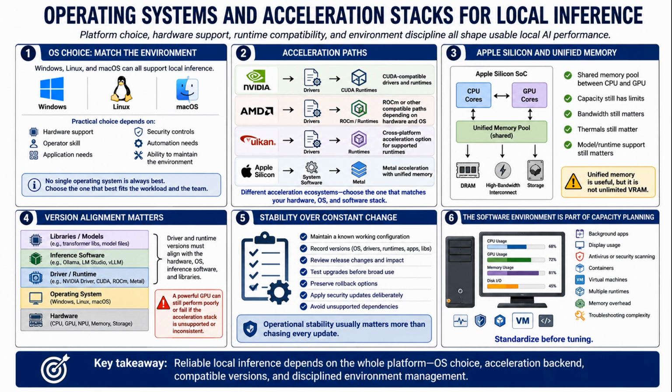Stability matters more than chasing every update. Maintain a known working configuration, record versions, review release changes, test upgrades, and preserve rollback options. Security updates and unsupported dependencies still need timely attention. The software environment is part of capacity planning. Background applications, display usage, antivirus or security scanning, containers, virtual machines, and multiple runtimes can consume memory and complicate troubleshooting. Standardize before tuning.